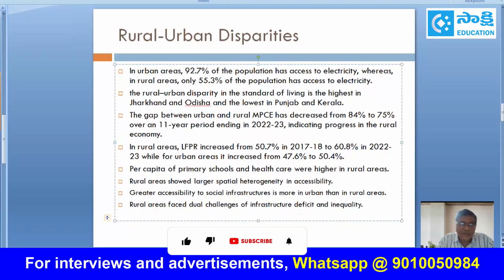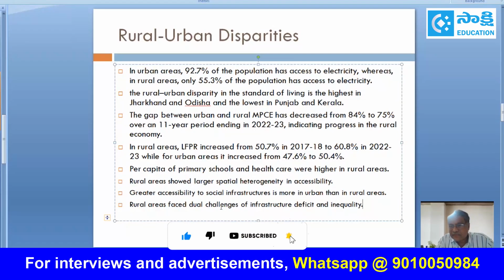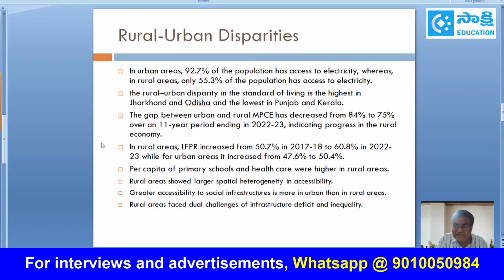rural areas. On the other hand, rural areas are experiencing dual challenges of infrastructure deficit, because we are all aware the rural areas are lagging behind in terms of infrastructure development on one hand, and at the same time inequalities also. You will find more inequalities among the rural people in terms of income and wealth. So the rural areas are facing such dual problems like infrastructure deficit and inequality.